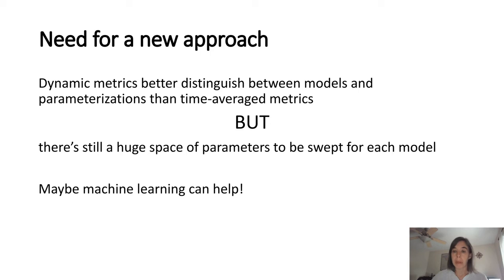So we thought we needed a new approach. We have dynamic metrics that do a better job, but we still have this huge space of parameters that need to be swept for each model. And so it seems like a great application for machine learning. And we've taken two different approaches for this, and I am going to walk you through those pretty quickly here.